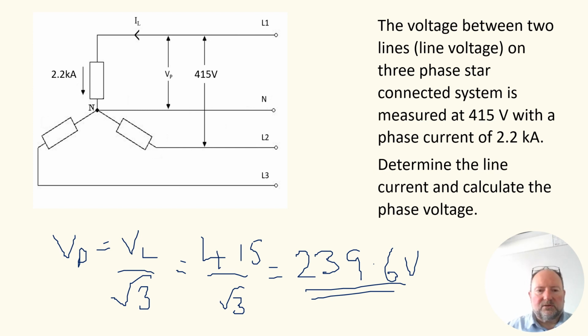Is that in the right ballpark? Well, yes, it is, because note that the line voltages are higher. We're a little bit more than the normal 400 volts. We're on 415, so we'd expect the phase voltage to be a little bit more than 230, and that's why I got 239. So I'm quite happy that that question's in the right ballpark.